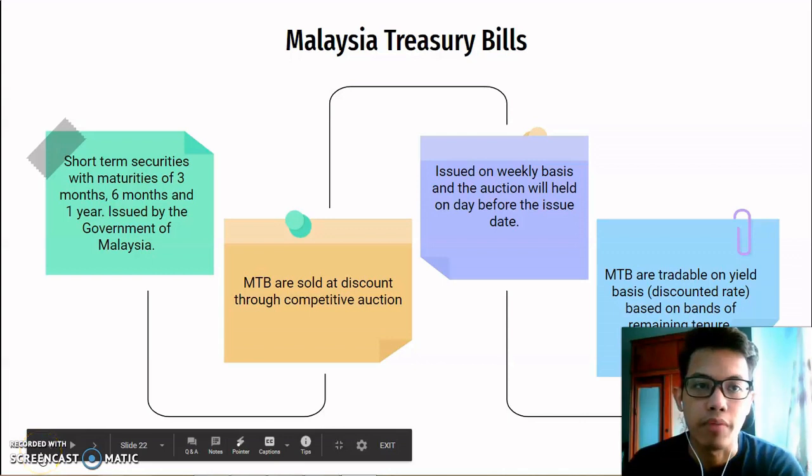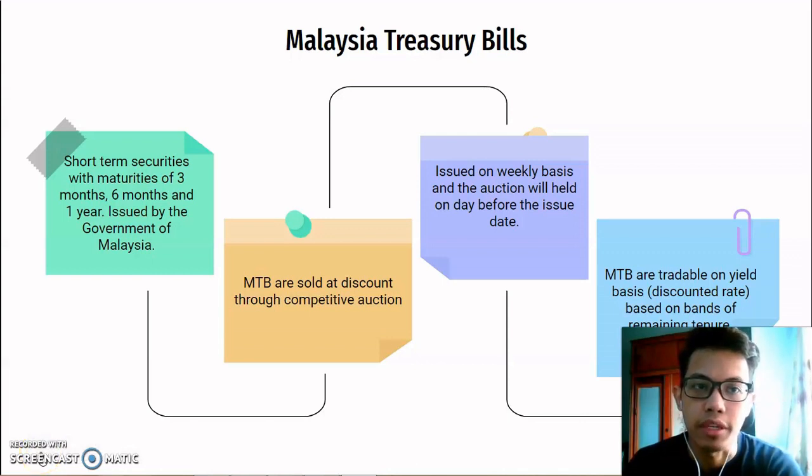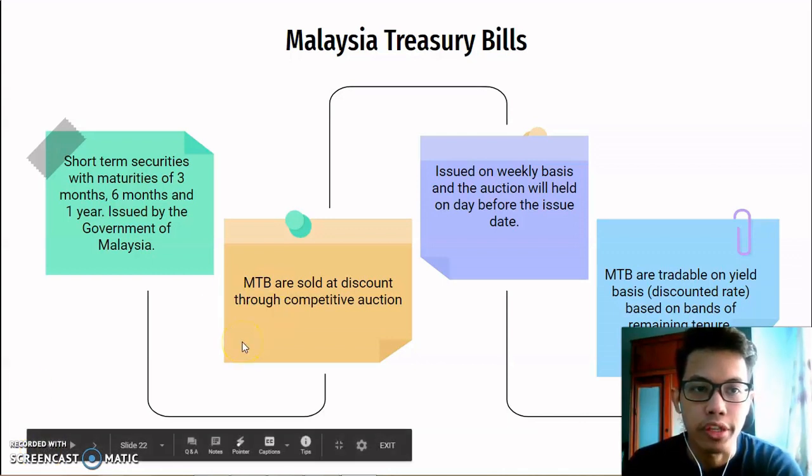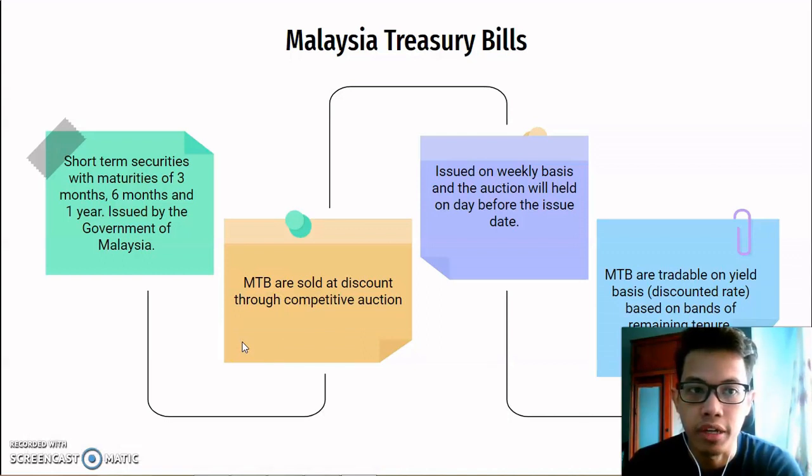And now it is about Malaysia Treasury Bills, MTB. MTB is a short-term security with maturity of 3 months, 6 months and 1 year that is issued by the Government of Malaysia. MTB are sold at a discount through competitive auction, which is facilitated by Bank Negara Malaysia (BNM). MTB are issued on a weekly basis and the auction will be held one day before the issue date. The successful bidders will be determined according to the most competitive yield offer.